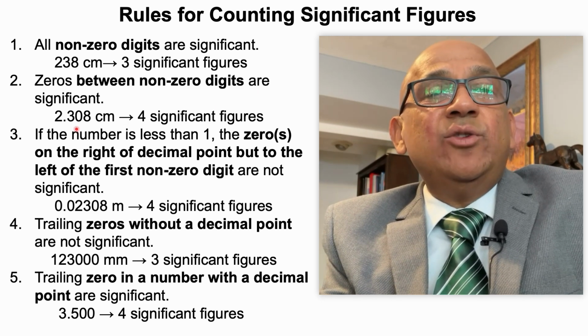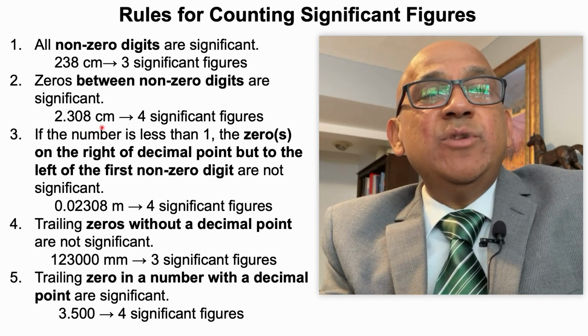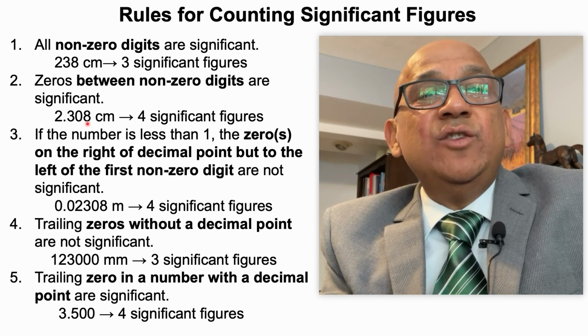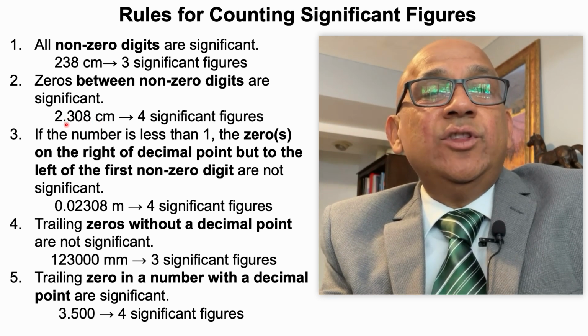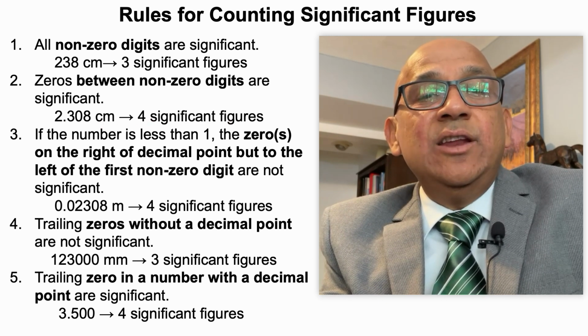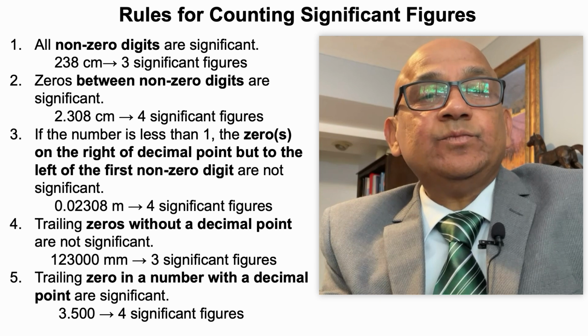So here in this number 2.308 centimeter, you see even though there is one zero, it is in between non-zero digits, so this is also significant. So this number has four significant digits.